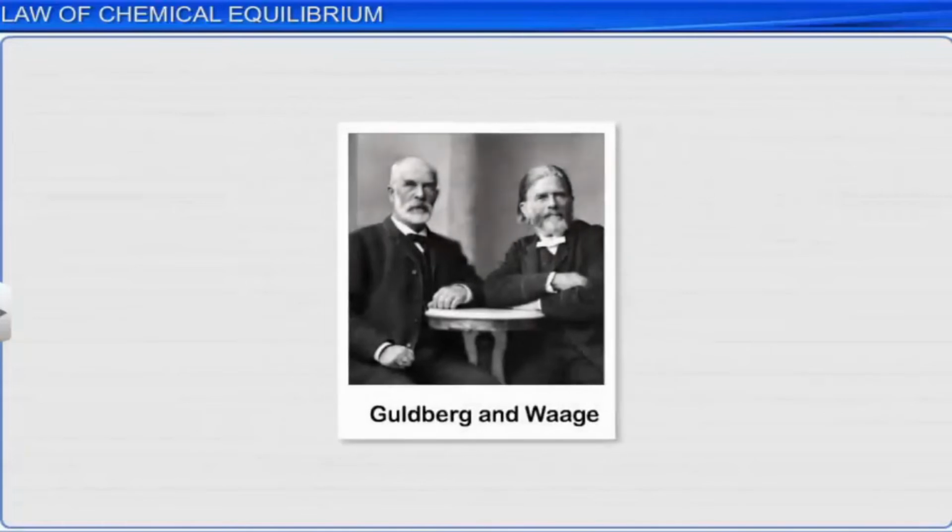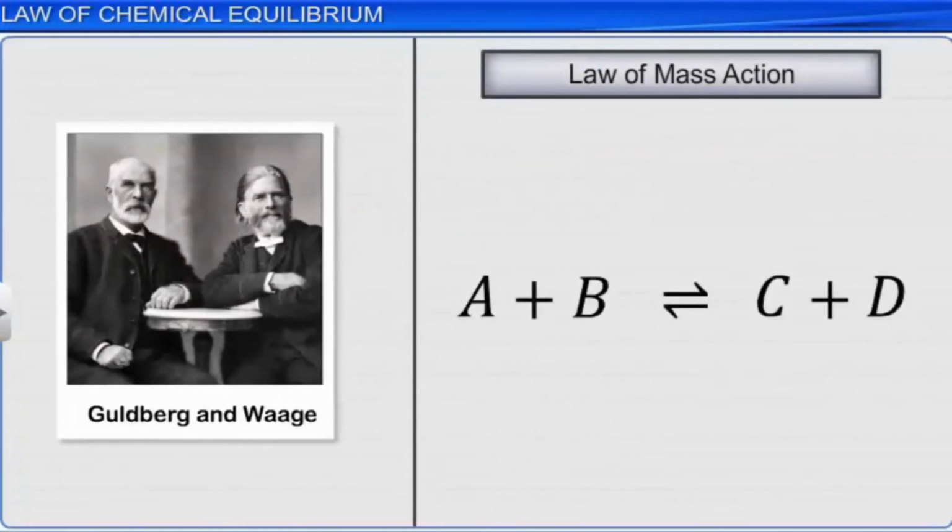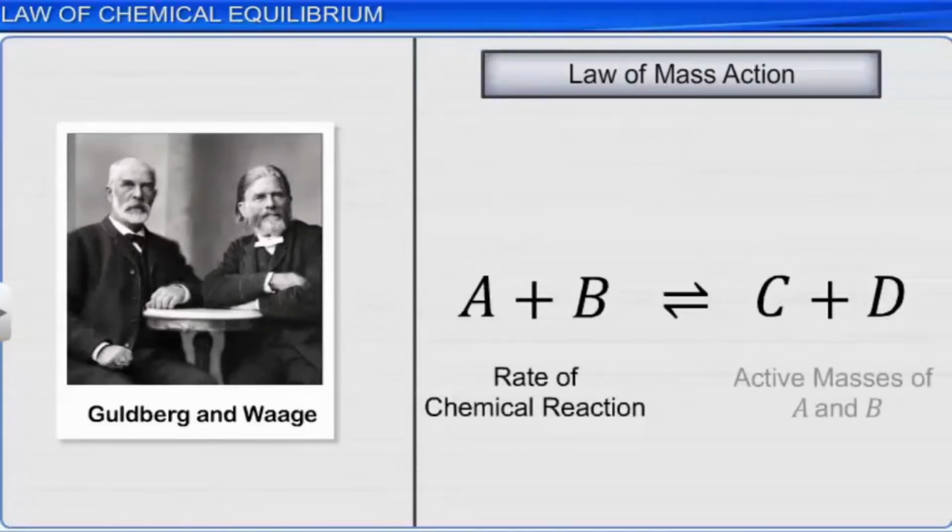In 1864, on the basis of experimental studies of many reversible reactions, two Norwegian chemists, Guldberg and Waage, established a relationship between the rate of chemical reaction and the concentration of the reactants and formulated the law of mass action. According to this law, at any instant, the rate of a chemical reaction at a given temperature is directly proportional to the active masses of the reactants at that instant.